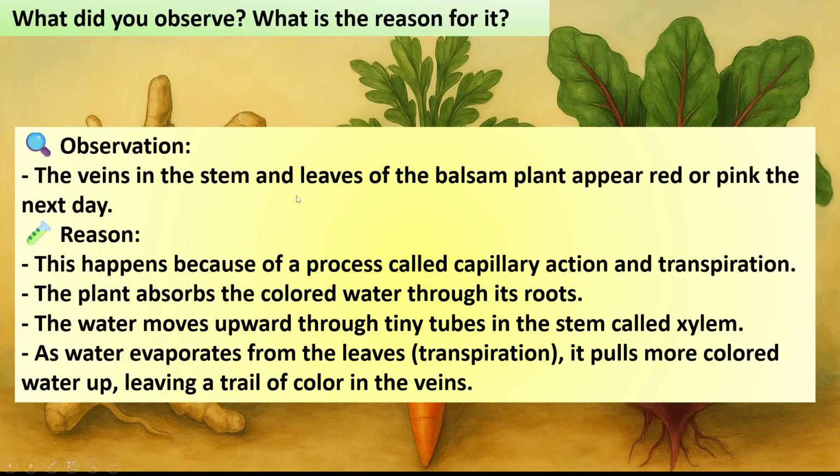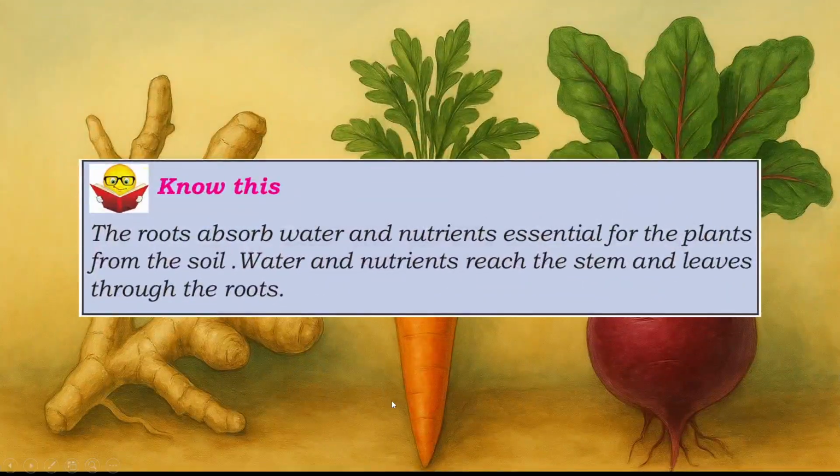Observation. The veins in the stem and the leaves of the balsam plant appear red or pink the next day. Reason. This happens because of a process called capillary action and transpiration. The plant absorbs the colored water through its roots. The water moves upward through tiny tubes in the stem called xylem. As the water evaporates from the leaves, transpiration, it pulls more colored water up, leaving a trail of the color in the veins.